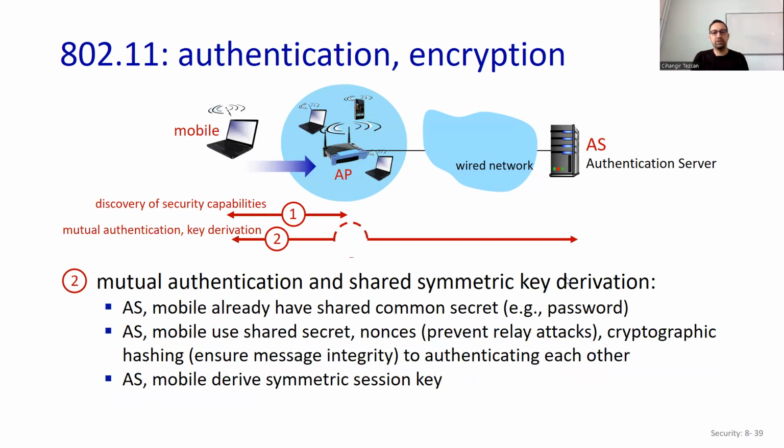Mutual authentication and shared symmetric key derivation. Authentication server and mobile already have a shared common secret password. AS and mobile use shared secrets and nonces to prevent replay attacks, not relay. Cryptographic hashing ensures message integrity while authenticating each other. Then authentication server and mobile derive a symmetric session key.